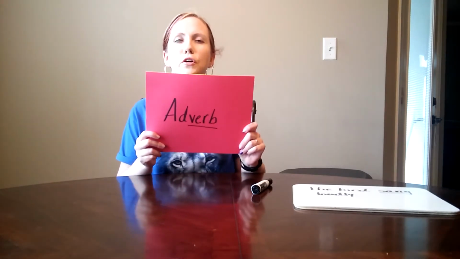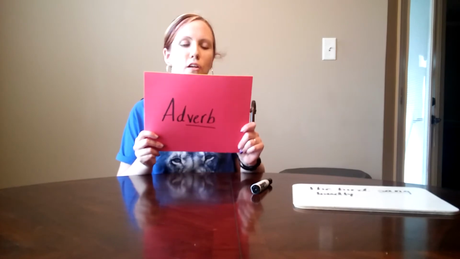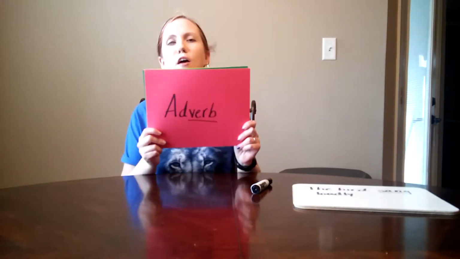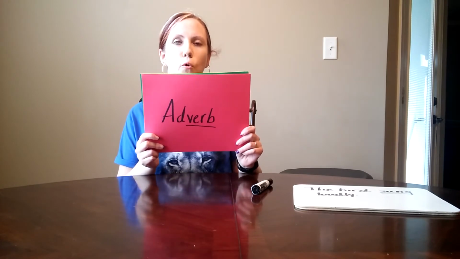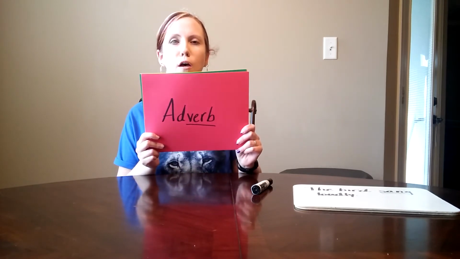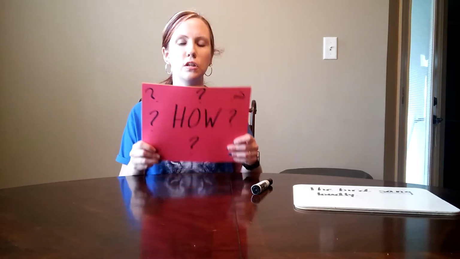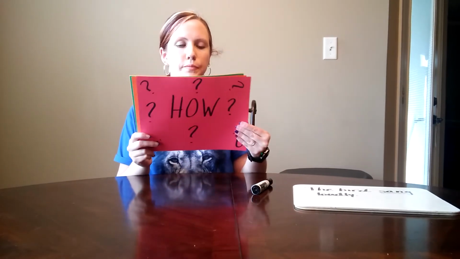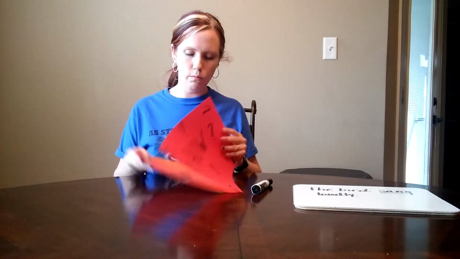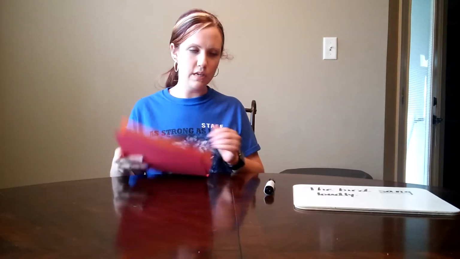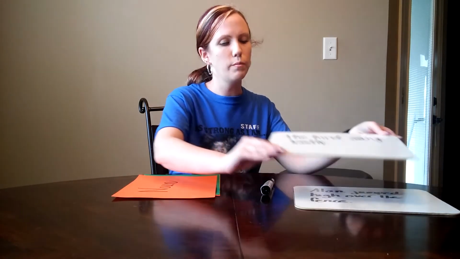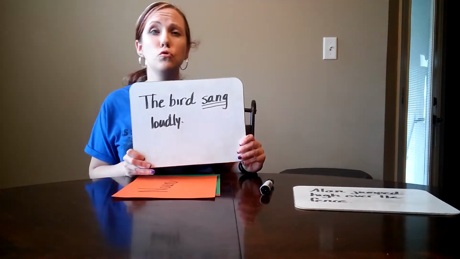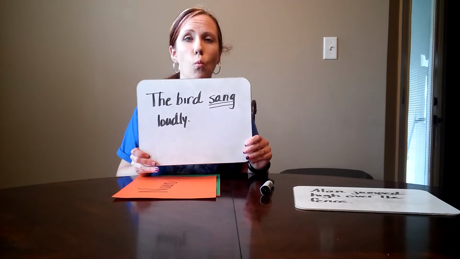And I want you to look at the word adverb. And you'll notice on my card that I have verb underlined. That's because an adverb is a word that tells about a verb. And an adverb answers the question, how? So what we're going to do now is look at two different sentences. One thing about adverbs is that they usually end in ly.